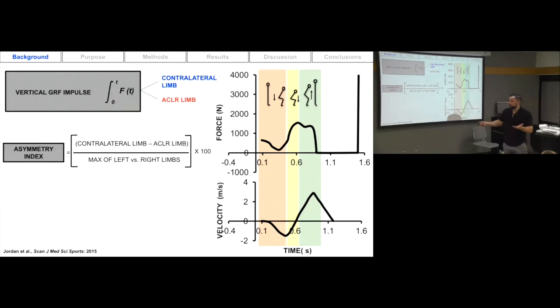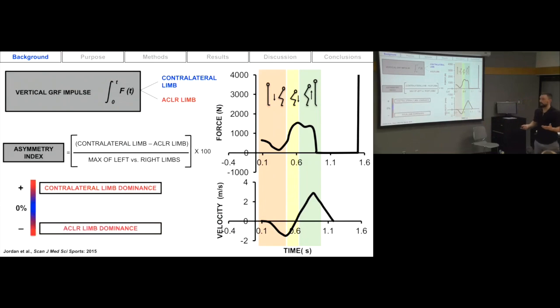And then we just used a very simple asymmetry index where we took the contralateral limb minus the ACL reconstructed limb divided by either the max of the left or the right, whichever one was higher, times 100. So if our asymmetry index was a positive number, it would indicate contralateral limb dominance. If it was a negative number, it would indicate ACL reconstructed limb dominance. And if it was a value of 0%, it would be symmetry.